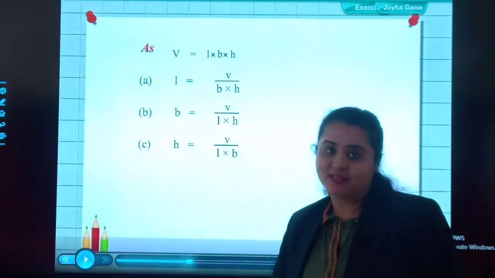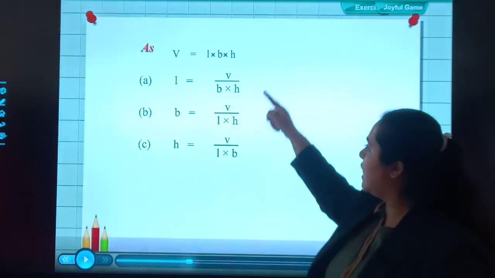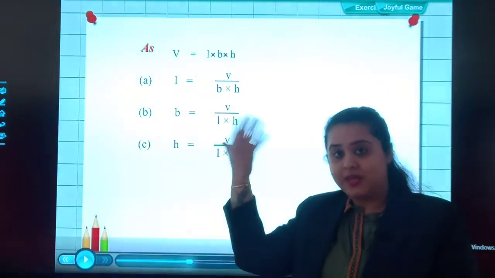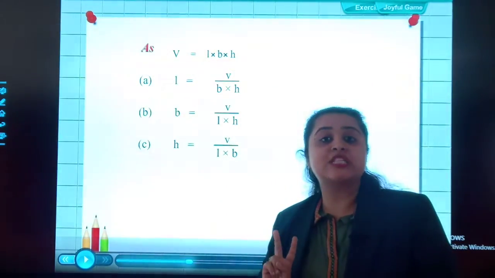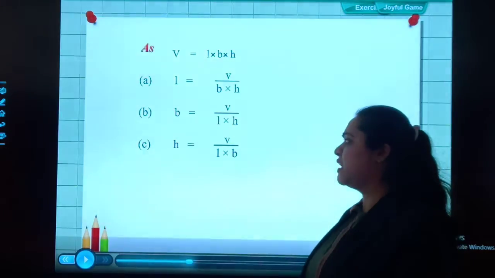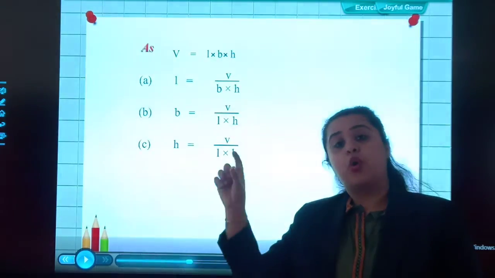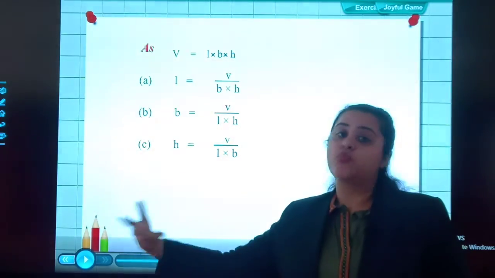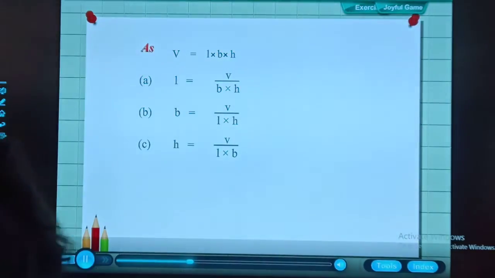सिंपल एक शॉर्टकट. आपको ये फॉर्मूला अच्छे से आता है. एक चीज देखिए, हर एक में वॉल्यूम ऊपर ही है as a numerator. सो जो आपके पास रिमेनिंग दो चीजें होंगी that will come in denominator. अंडरस्टूड? If for example you are supposed to find the height, so volume upon length into width. Okay, it is very easy. Height is equal to V upon L into B.